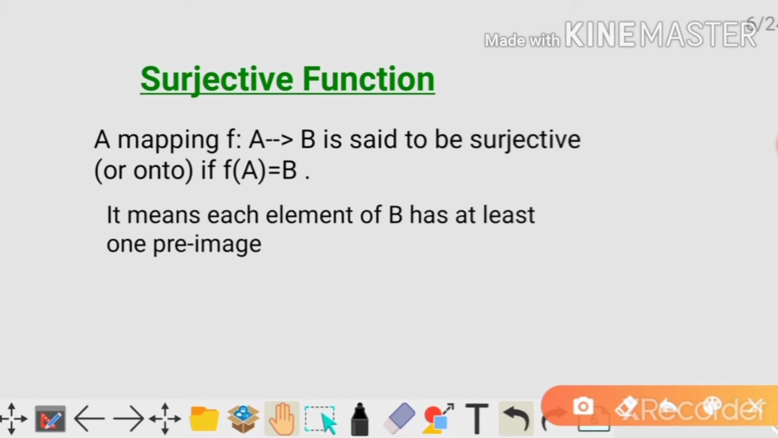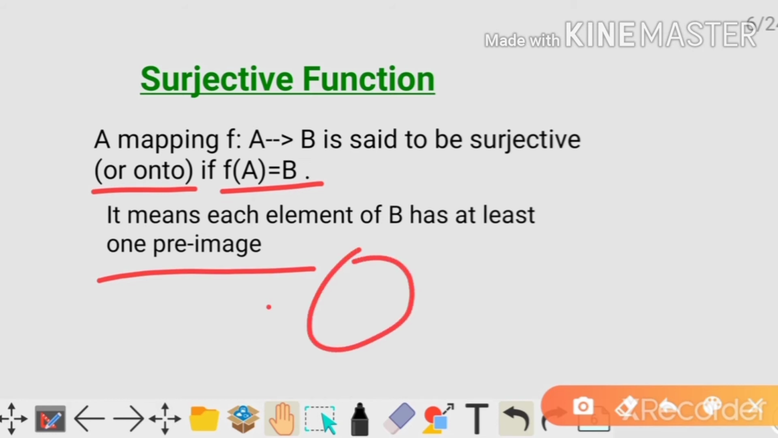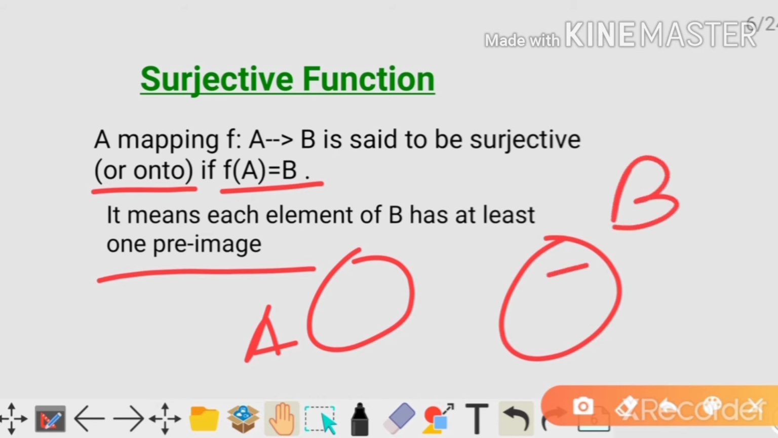A surjective function is also called an onto mapping, and a function will be called surjective if the range and the codomain are equal. It means that every point of the codomain set has at least one pre-image. Suppose this is A and this is B, and B has 5 points. Then every one of the 5 points of B must have a pre-image in A. Then we can say that the function is a surjective function.